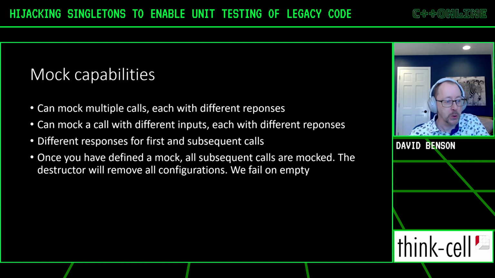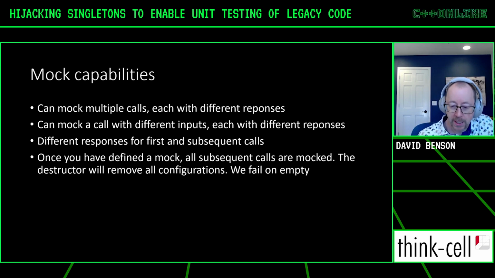And what I didn't show for simplification is we allow you to have different inputs, each with different responses. We make it easier than I think Gmock because by default, you only have to specify the input parameters that you know are different, and then it'll match the first one, and then it'll return those. And we allow you to update an existing response so that you can have different responses for first and subsequent calls.